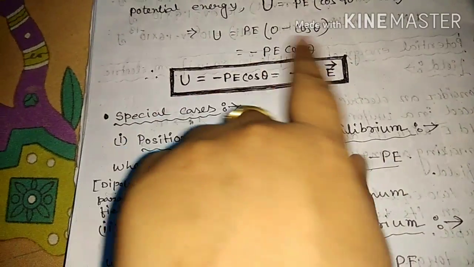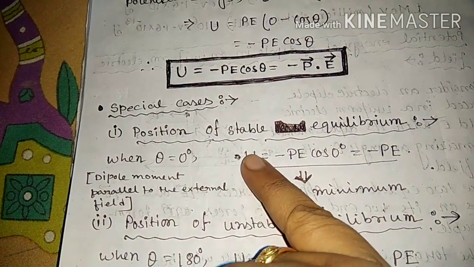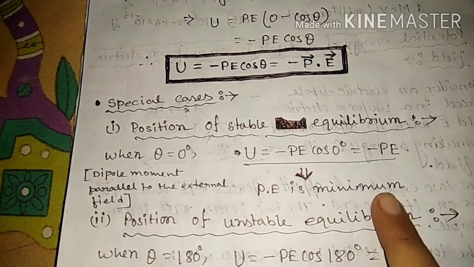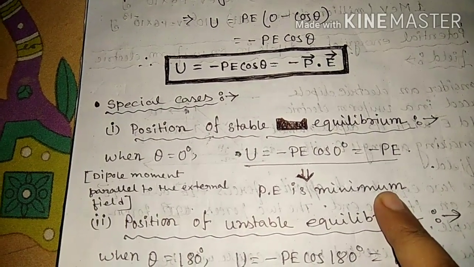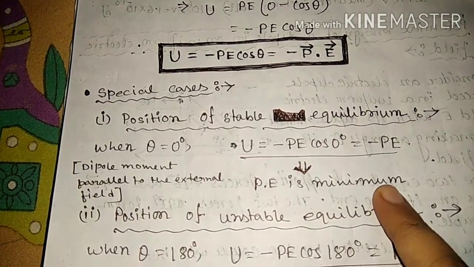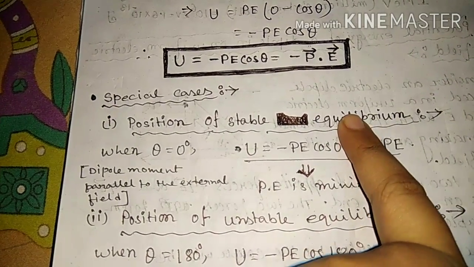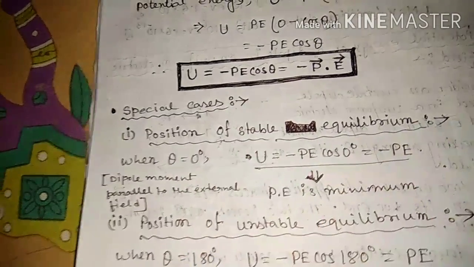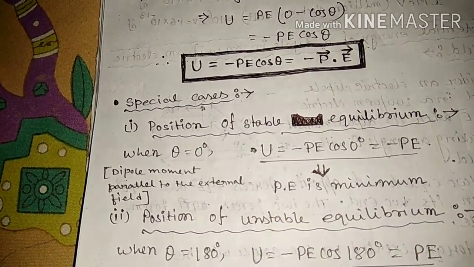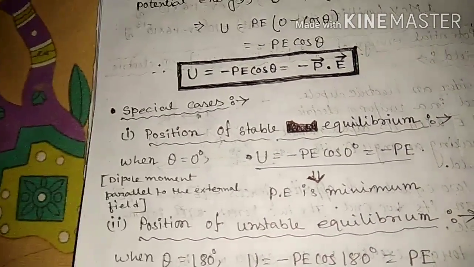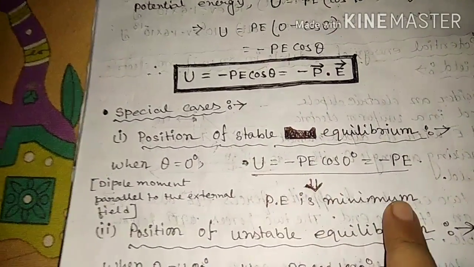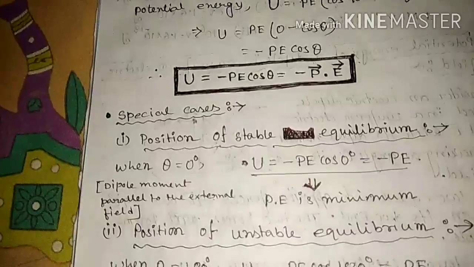So in this equation, if you place theta equals 0 degrees, you have U equals minus pE. That is the minimum value of the potential energy. So this is the stable equilibrium position when theta equals 0 degrees, that means the dipole moment and electric field are parallel to each other. In this case, potential energy is minimum.